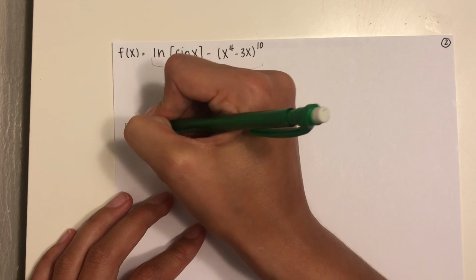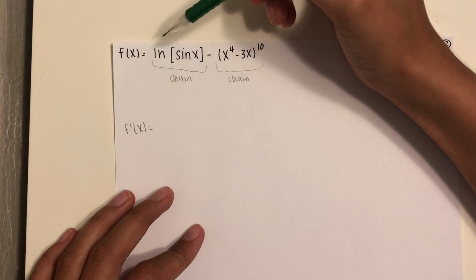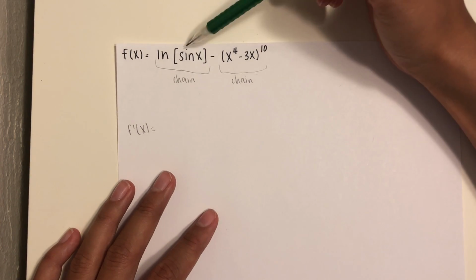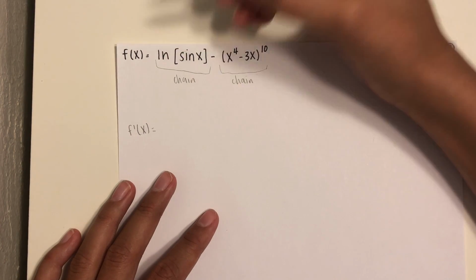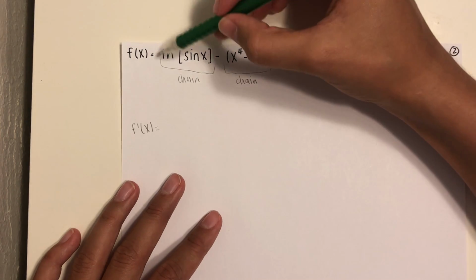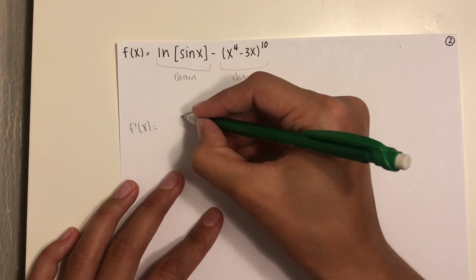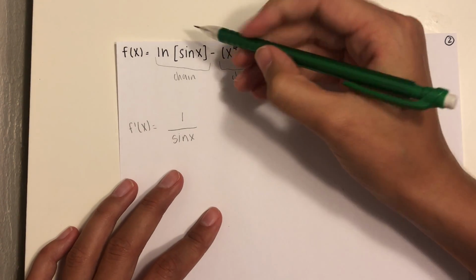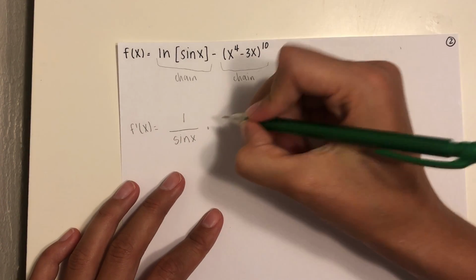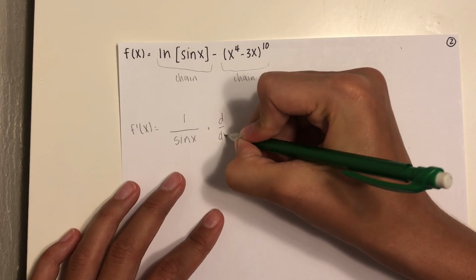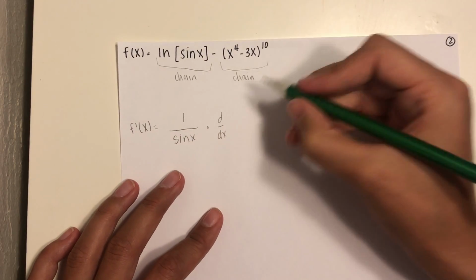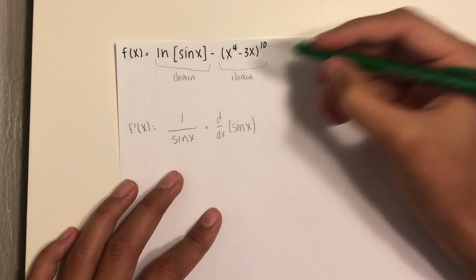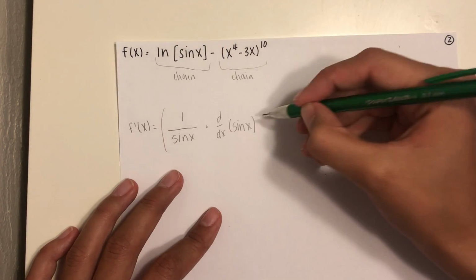So f prime of x. As I said in the previous problem, you very rarely start with what's in the parentheses. So we're going to start with the natural log. The derivative of the natural log of something is 1 over that same something. And then you have to multiply it by the derivative of whatever it's the natural log of. So in this case, it's sine of x. Okay, so that's the first term right here.